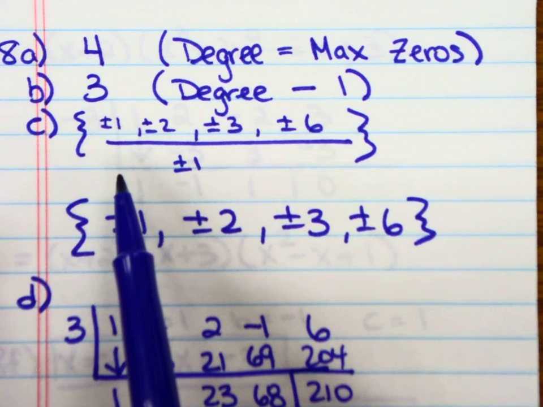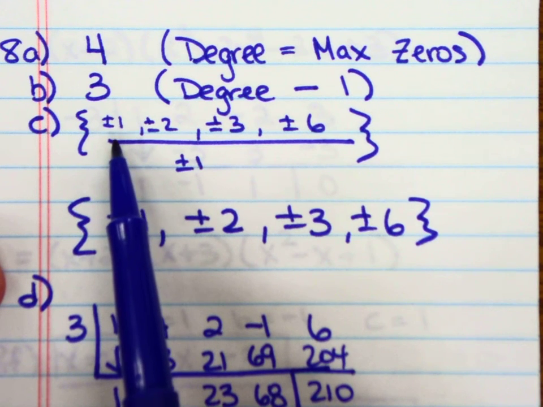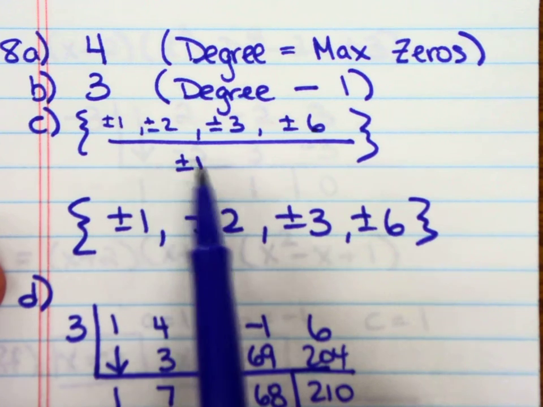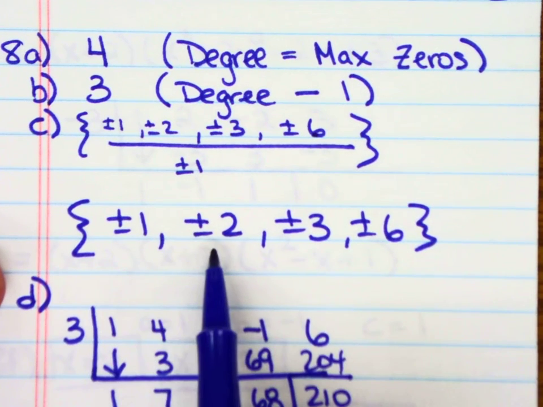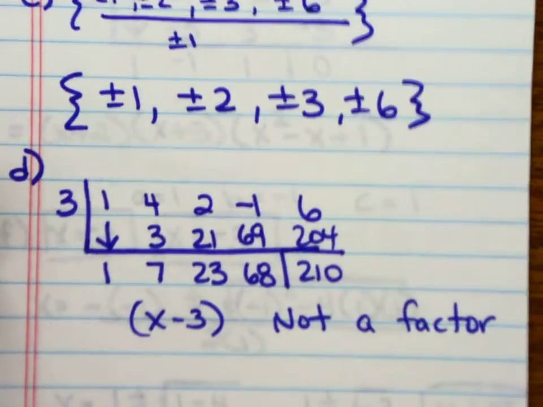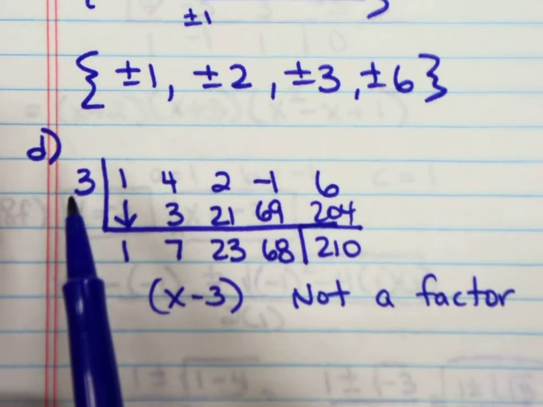For c, the possible or potential rational zeros, that's where you take the factors of the constant, the factors of the leading coefficient, and divide. So your possibilities are plus or minus 1, plus or minus 2, plus or minus 3, and plus or minus 6. For D, asking if x minus 3 is a factor, easiest way is to use synthetic division. X minus 3.